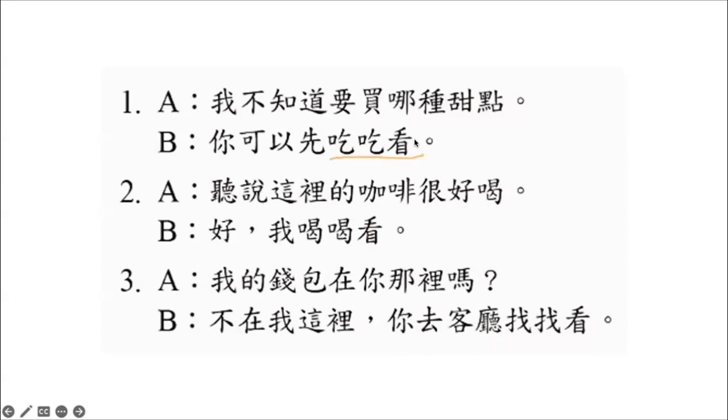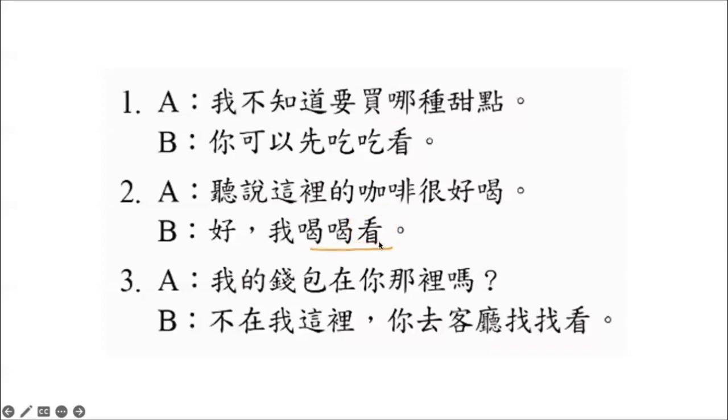试试看。听说这里的咖啡很好喝。好，我喝喝看。When B says 喝喝看, it means B has never drunk the coffee sold in this shop. So he wanted to try for the first time.